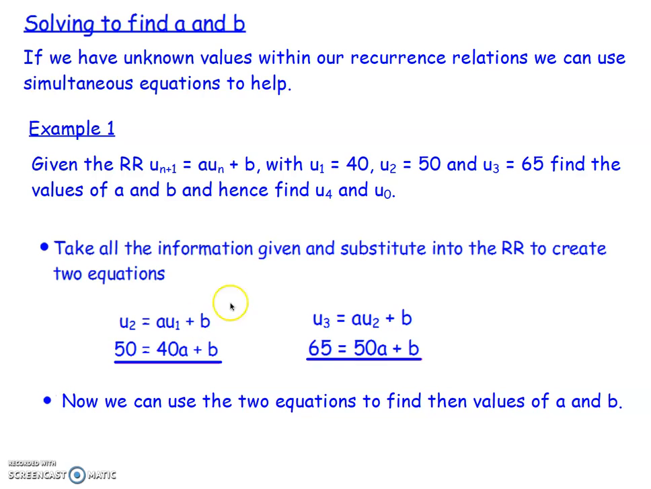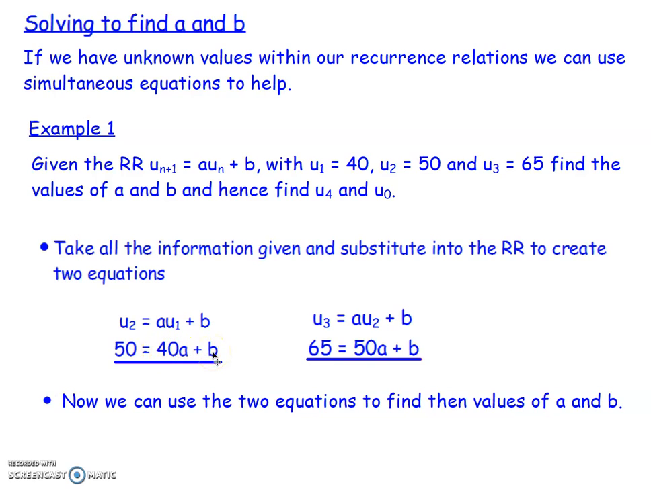And then I can substitute in my actual values. So u2 is 50 and u1 is 40. I won't write a40, I'll write 40a. Remember, always put the number before the letter. So we're replacing u1 by 40, making it 40a here. So my first equation is going to be 50 = 40a + b.